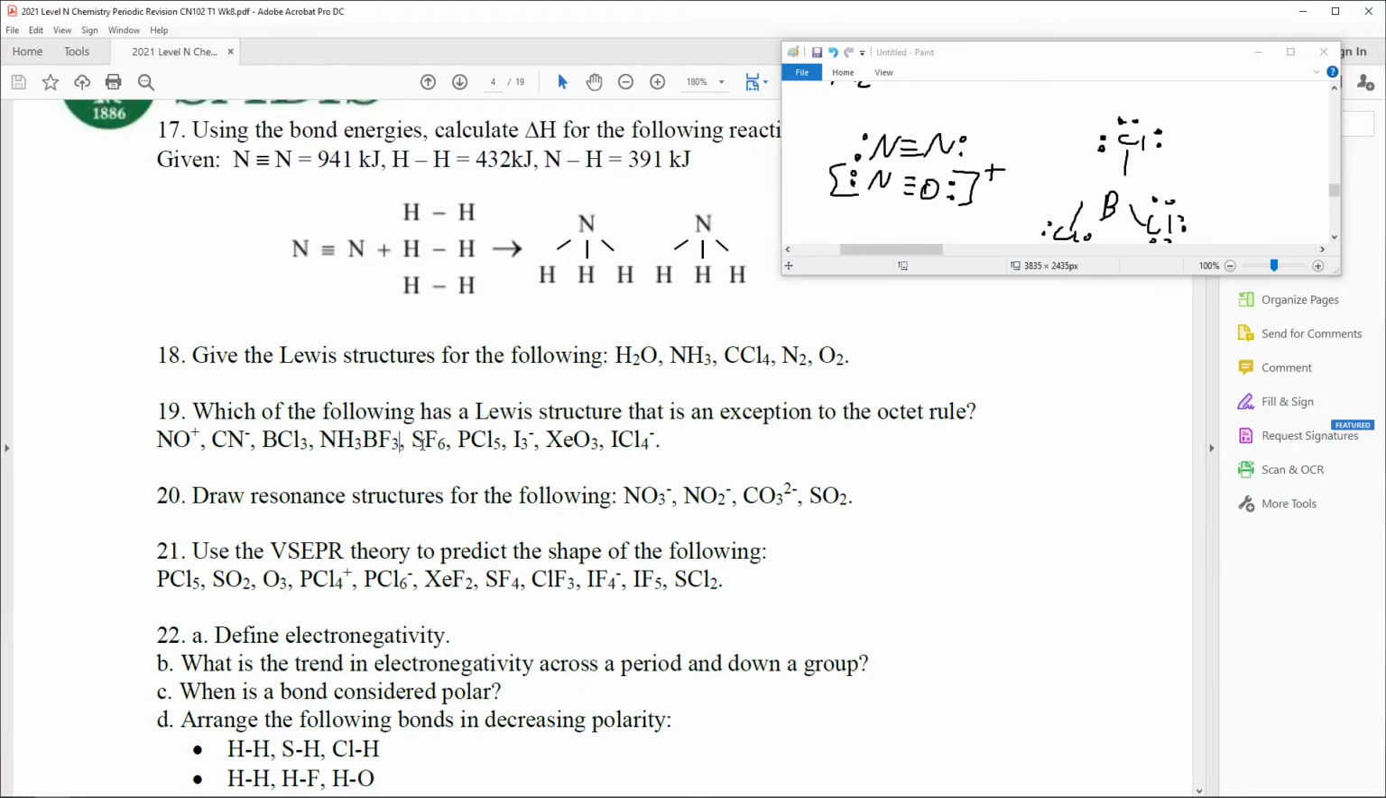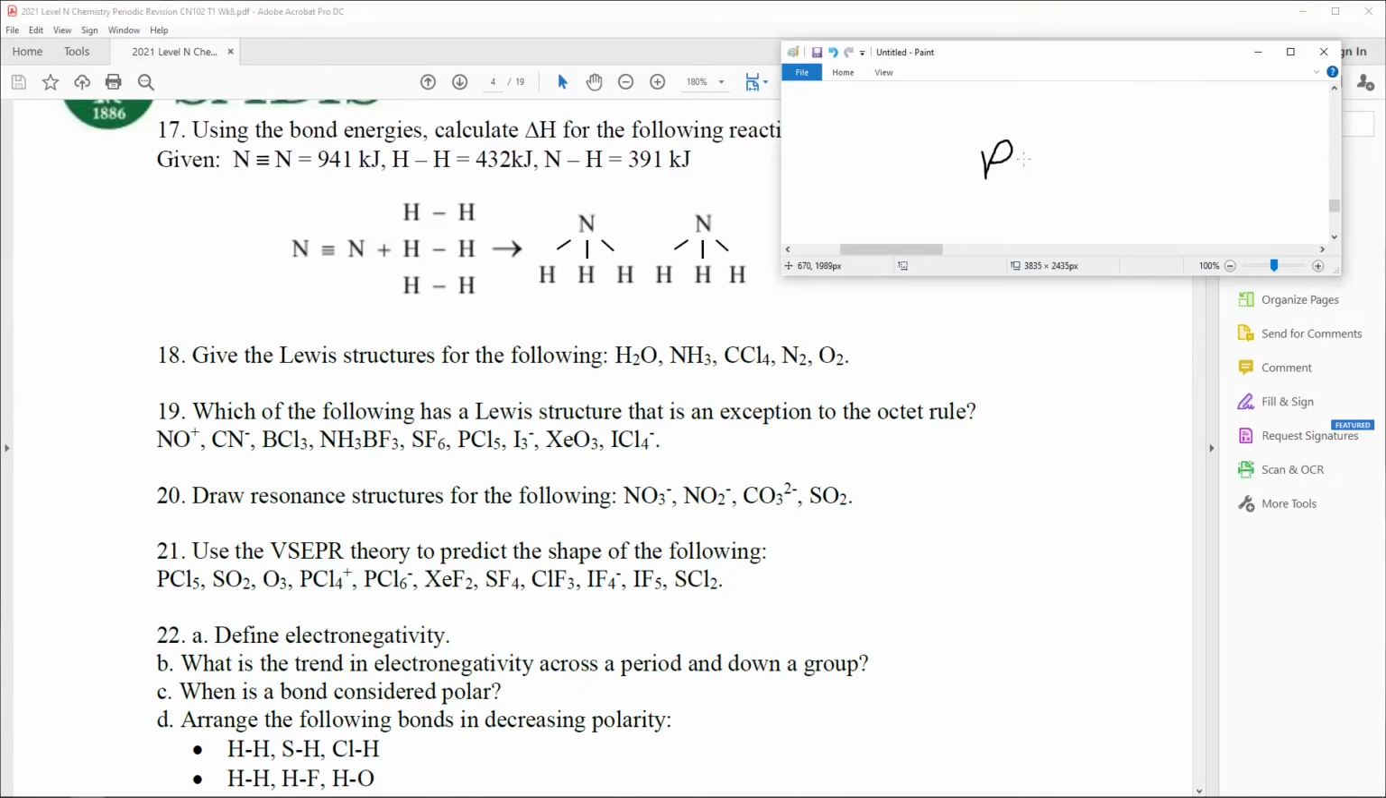For the other exceptions, you'll have ones like this and this. These two are because they can extend their valence shell, so they will look like this. The PCl5 will have something like this: Cl, Cl, Cl, Cl. Let me draw it a bit bent, just because it looks nicer and probably more correct. Like this. And it will take time, but you just go like this.